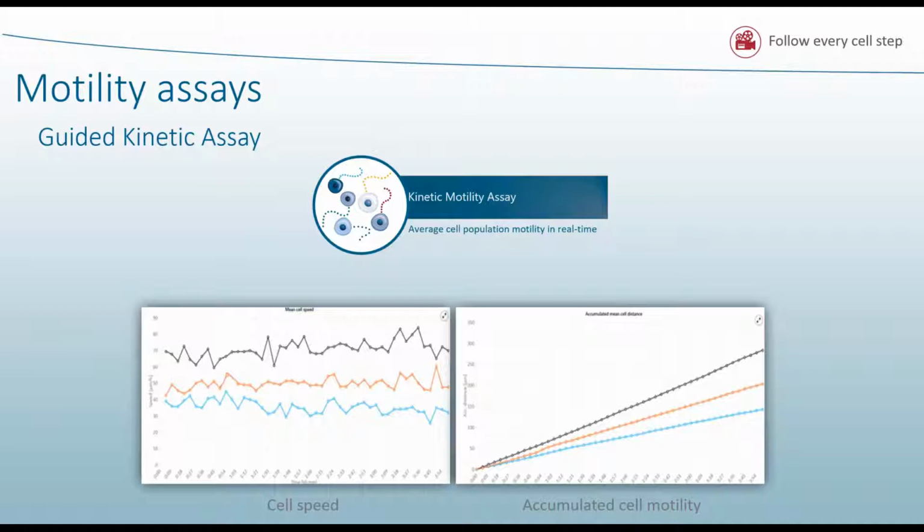Makes me happy anyway. Okay, so first I want to introduce to you the Kinetic Motility Assay, where you get the average cell population motility in real time. The output is both cell speed, so for every time point you get the cell speed, but you also get the accumulated cell motility. So for every time point, how much the cells have moved is added. Here you can see the black will show you a control cell, while the orange and blue have been treated, so the cell populations move slower.